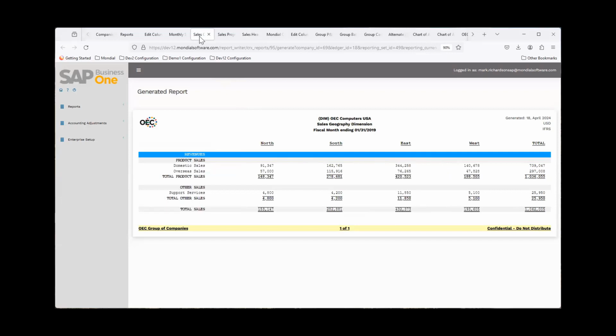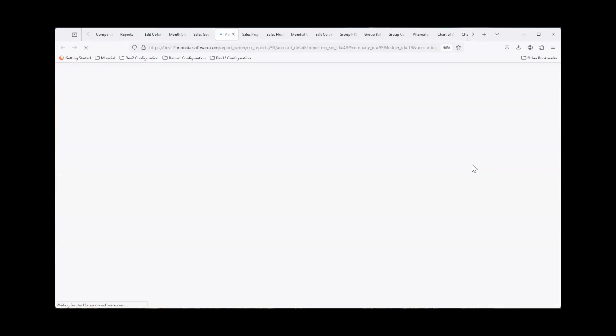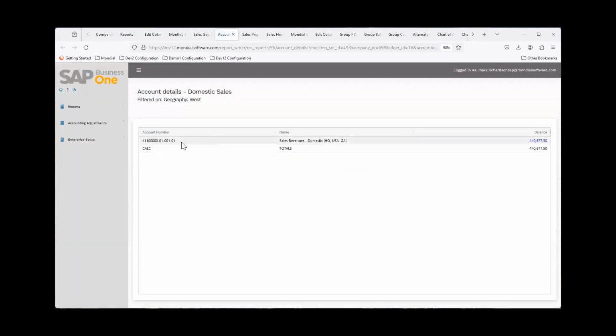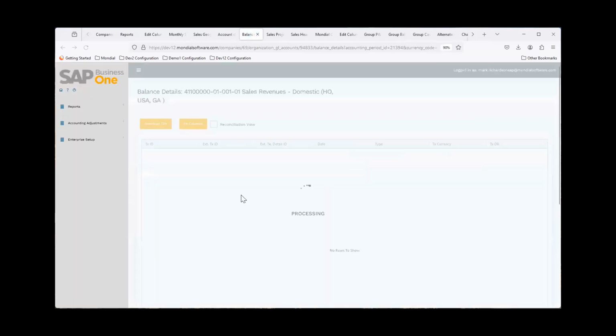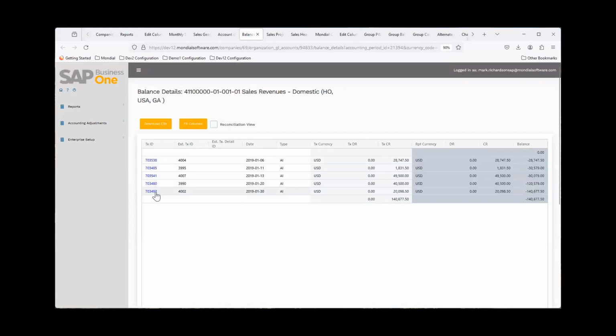If you actually want to know what the transactions are made up of, let's use the geography report to show that. Any of these reported figures here, let's use the West figure for domestic sales, you can drill into. Although there's only one GL account here, you can see the GL accounts that make up that period balance. You can drill into the balance itself, and you can see the individual transactions that make up the balance for that GL account.